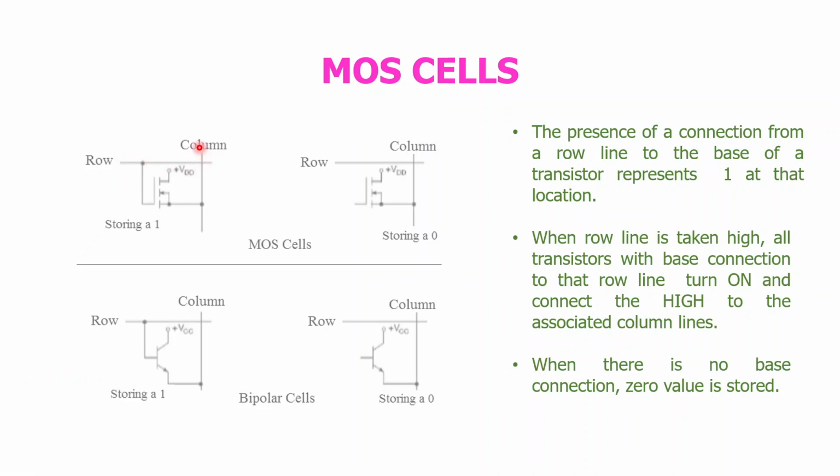Here, this is a row, this is a column. If there is a connection between row and column, this is representing the storing of bit 1. Here there is no connection between row and column. This is representing bit 0.